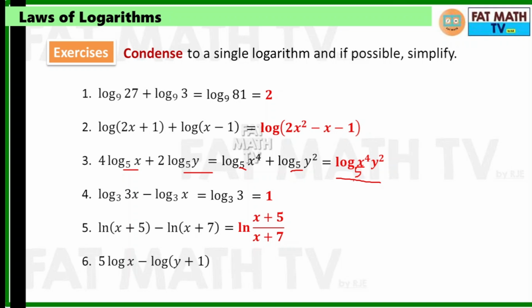Number 6, we can write the first term as logarithm of x raised to 5. Copy the second term, minus logarithm of y plus 1. And then, since this is a difference of logarithms, we can write this as the logarithm of the quotient of x raised to 5 over y plus 1. And that will be the final answer.